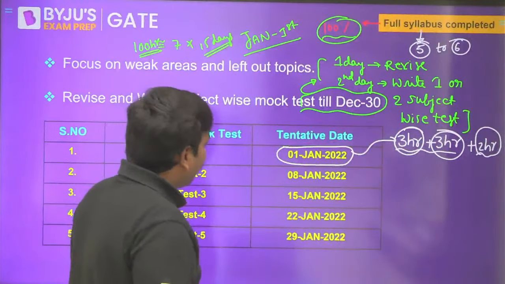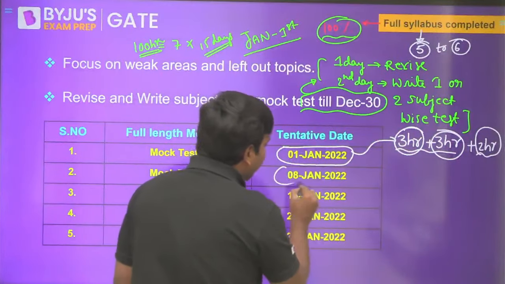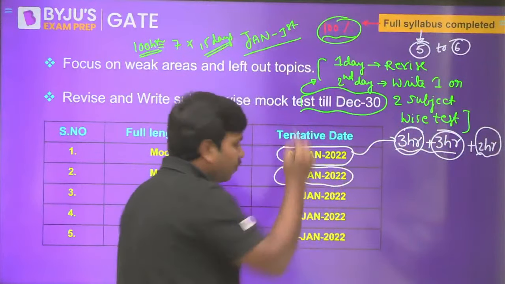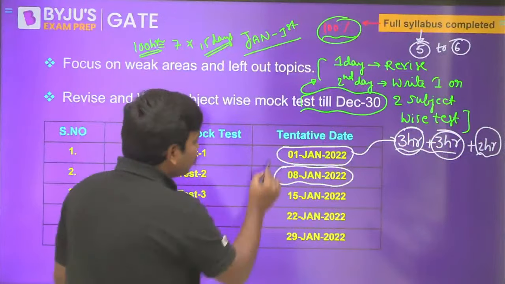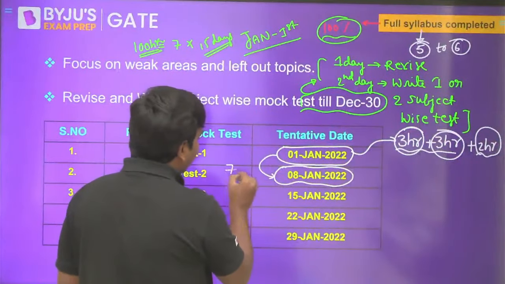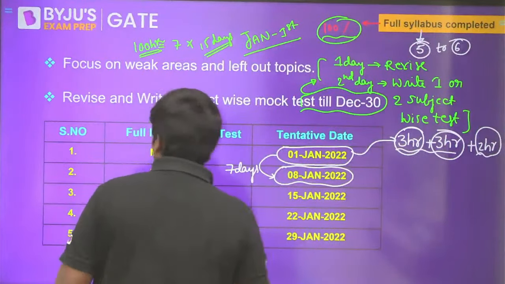So now, the second mock test. I have given a long time, almost 1 week, 7 days. Do you know what is the reason I have given 7 days?